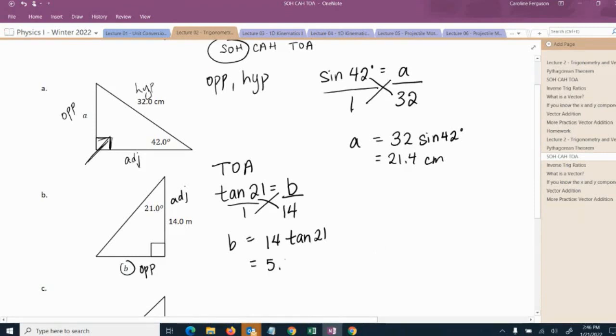5.37. If you're rounding something, make sure you're rounding properly. So if it was 3.7 and you wanted it to just have one digit, it would be 4, right? 5.4, because the 3 gets rounded up since the number after it is 5 or greater. So 5.4, and that's meters. Good. You're getting the right answer.